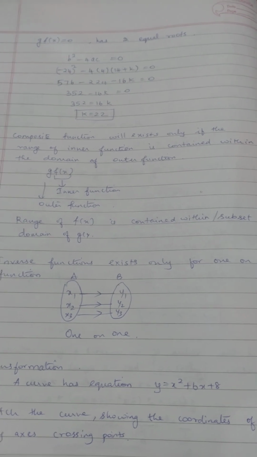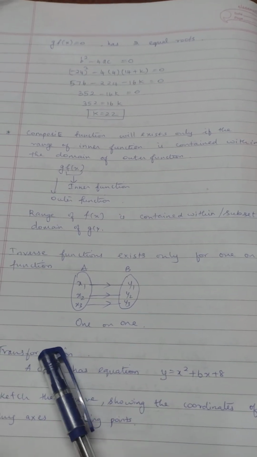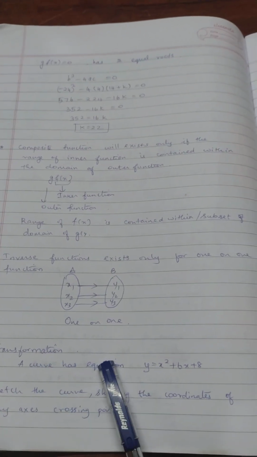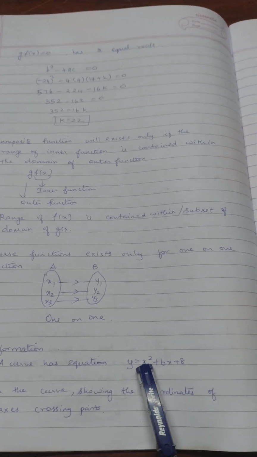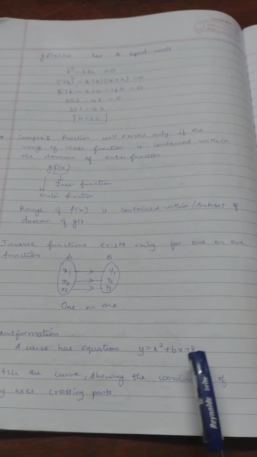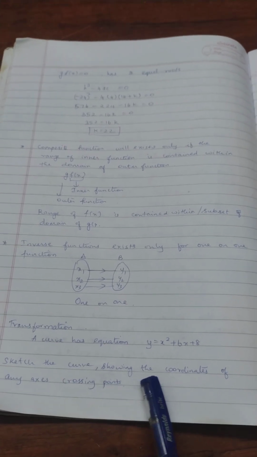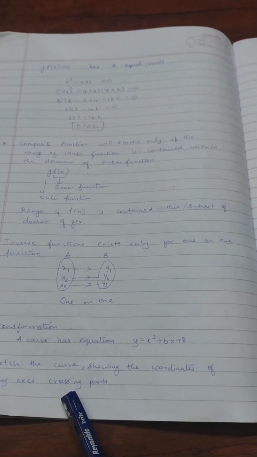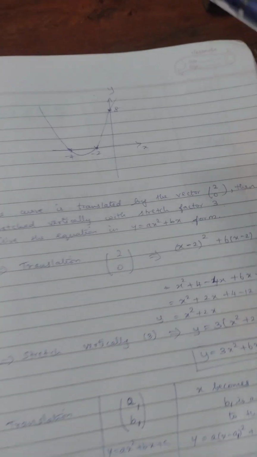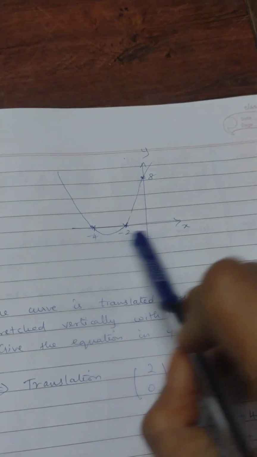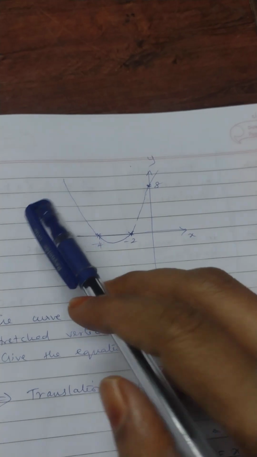Then the most important topic in this is going to be transformations. So they have given a curve equation. The curve equation is given as y is equal to x square plus 6x plus 8. And sketch the curve showing the coordinates of any axis crossing points. So I have sketched it for you. I have just drawn a 2D plane, the x and y plane. So how do I sketch it?